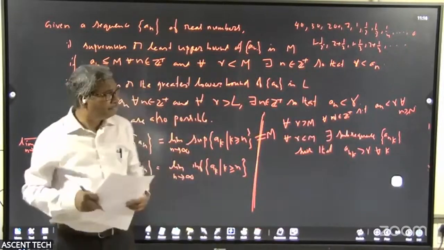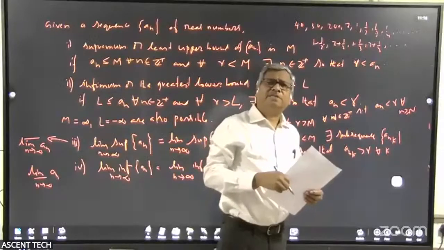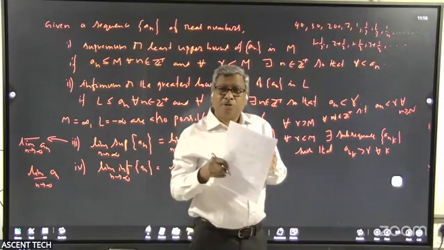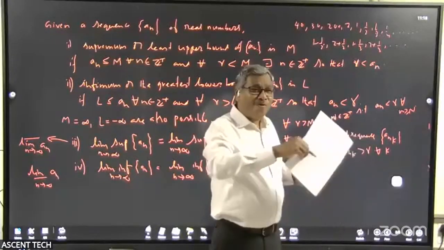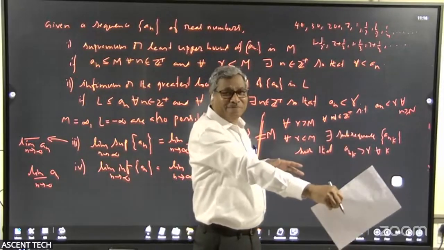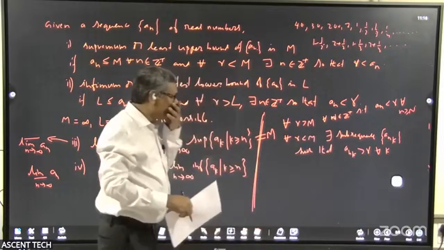Okay. So if I take that first sequence, 40, 30, 200, 7, 1 half, 1/3, 1/4, and so on, the limit supremum is 0 and the limit infimum is also 0 in that case. Yes, the limit exists. Actually, if the limit exists, then the limit supremum and infimum will both be the same. Suppose you have two subsequential limits. One goes to this, one goes to that. The smaller one is the limit infimum, the bigger one is the limit supremum. Okay.